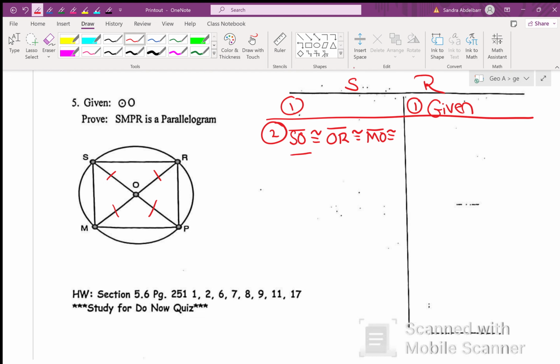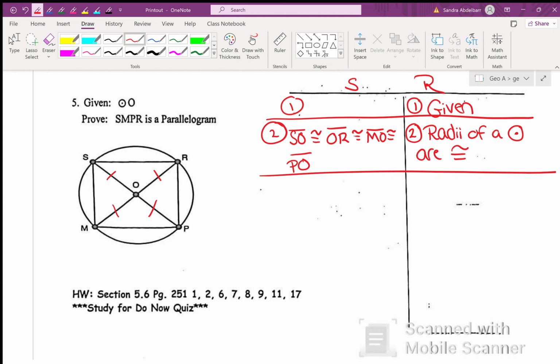So here we have SO is congruent to OR, which is congruent to MO, which is congruent to PO. And this is radii of a circle are congruent. Now we want to prove that SMPR is a parallelogram. Well, actually, guys, this is a parallelogram. Nope. What did I say when all 4 segments in the diagonals are congruent? What does that have to be? A rectangle.